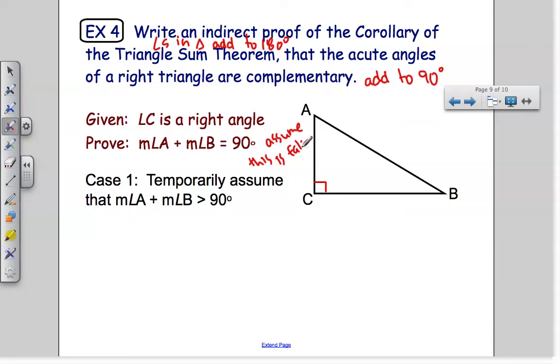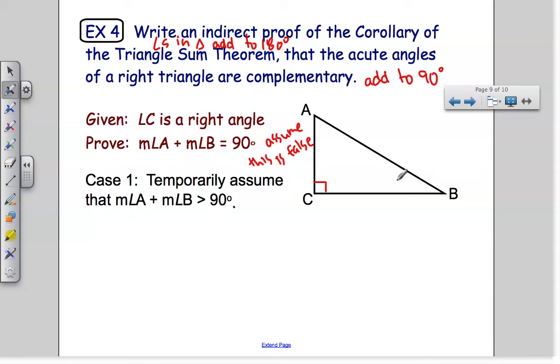The opposite of equals 90 would be does not equal 90 degrees, but it's actually easier to do two cases here. First, I'm going to assume that measure of angle A plus measure of angle B is greater than 90. Then I'm going to have to do angle A plus angle B is less than 90. So I have to do greater and less than. So temporarily assume that measure of angle A plus measure of angle B is greater than 90.